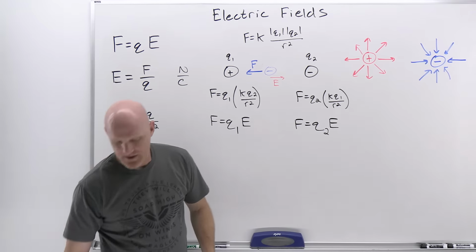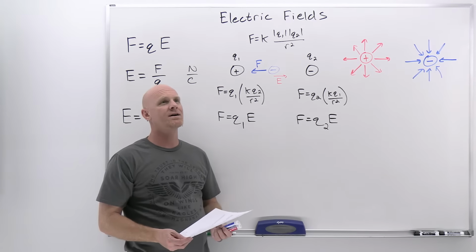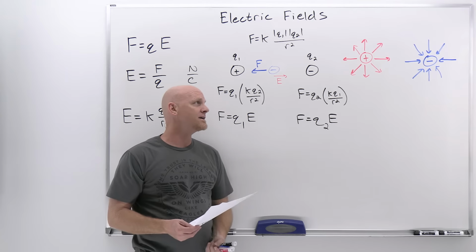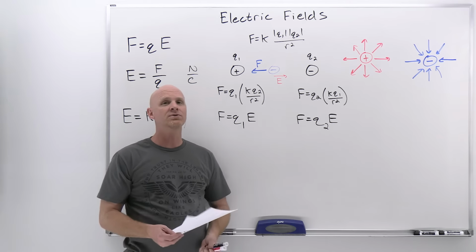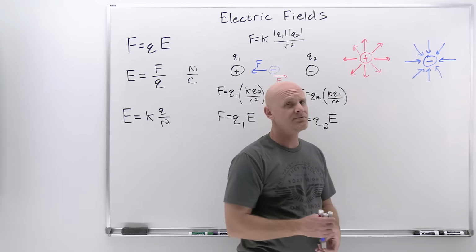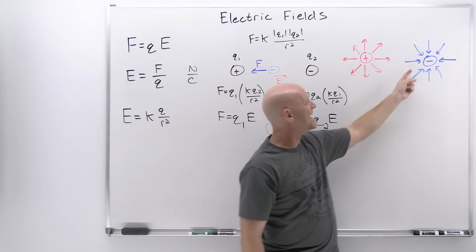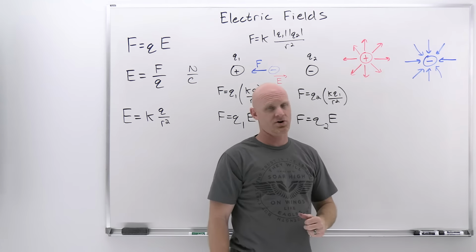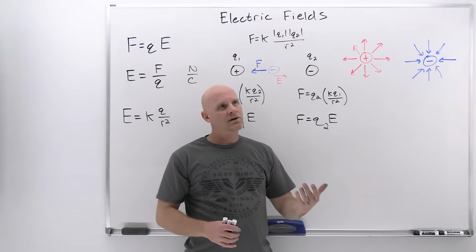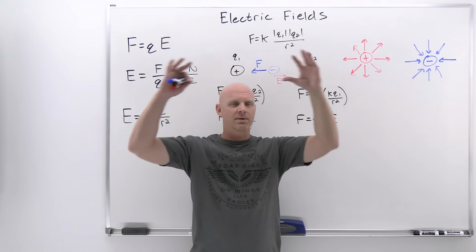All right, this makes a good transition to talking about what we call electric field lines. And electric field lines are a great way to graphically give some indications about the electric field in certain areas. So a couple rules about electric field lines. Electric field lines usually originate from positive charges and terminate on negative charges.